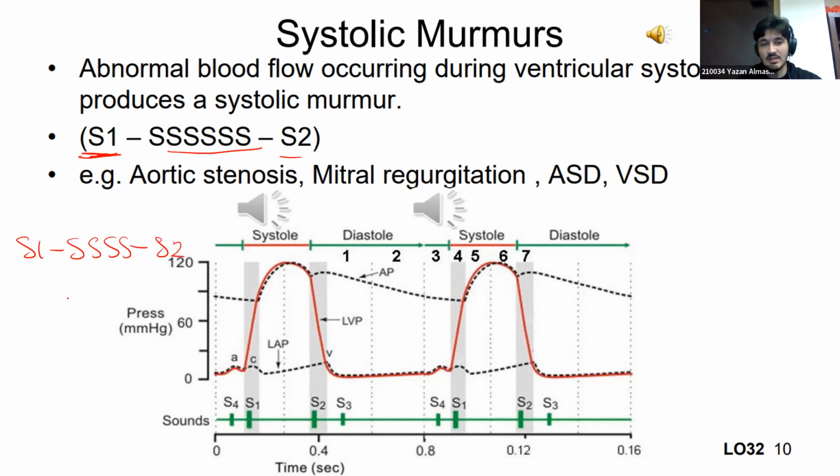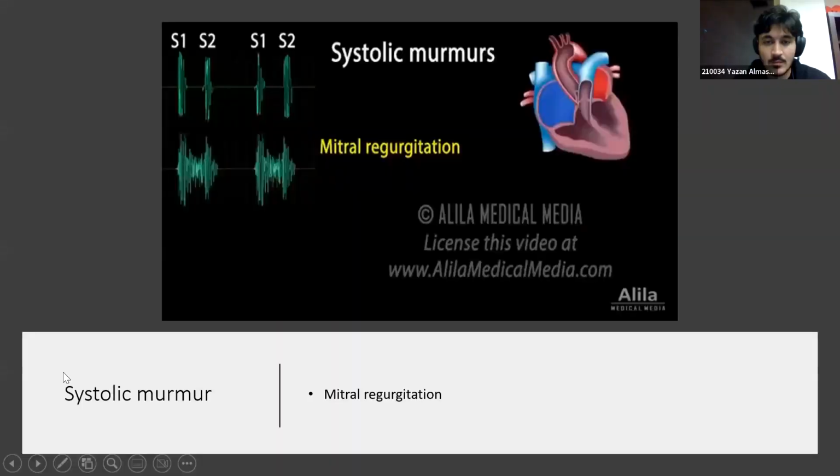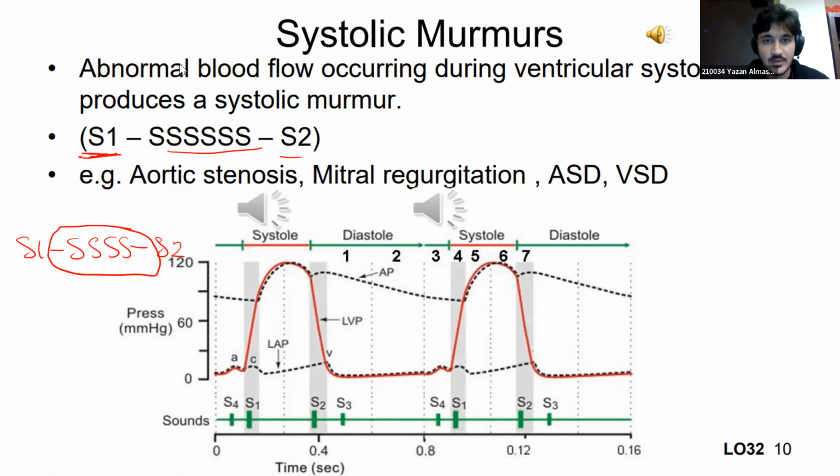Why is that? It's very simple, because when is systole? Systole starts after the atrioventricular valves close. And when does it stop? It stops when the aortic and the pulmonic valves close. This is what systole is literally. So between them, we're going to have a murmur. Does that make sense? I hope it does. It's not a hard concept.